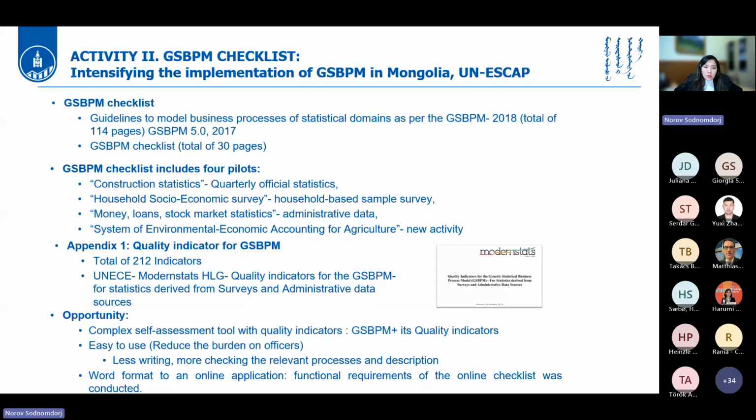And also the checklists included the quality indicators for the GSBPM. So this is total of 212 indicators, which is based on the Modern Stat high-level group quality indicators for the GSBPM. And also in this regard, I would like to emphasize the importance of updating the quality indicators of the GSBPM, which is one of the main objectives of the subgroup of this INCAF expert group.